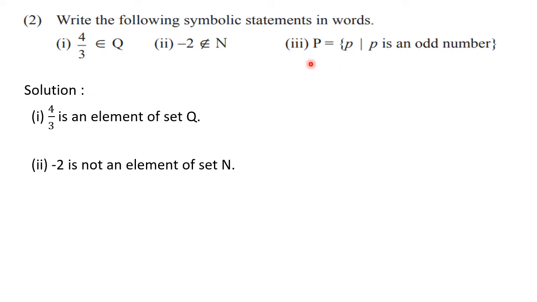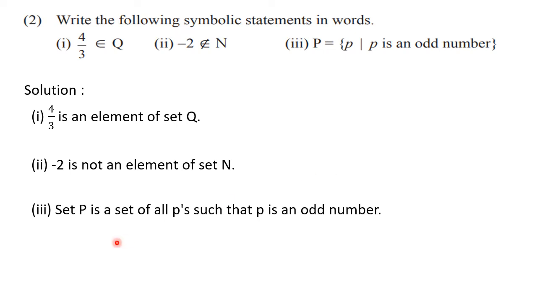Then the last one, see how you are going to write it. This is P equals to, which stands for what? Is set of. P is a set of all p's such that p is an odd number. This slash stands for what? Such that. Okay. So you can write the statement like this. Set P is a set of all p's such that p is an odd number. Okay. I hope you must have understood. This is very easy. Only you have to write it down from the symbolic form.